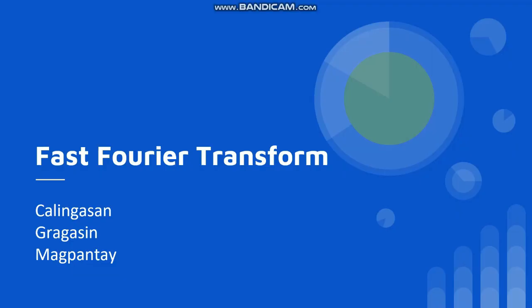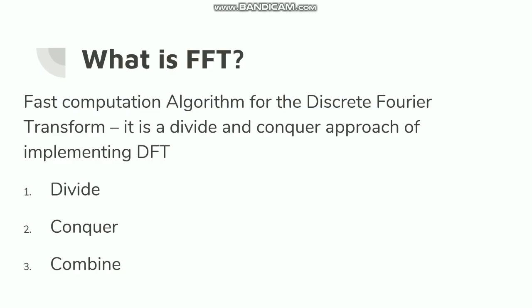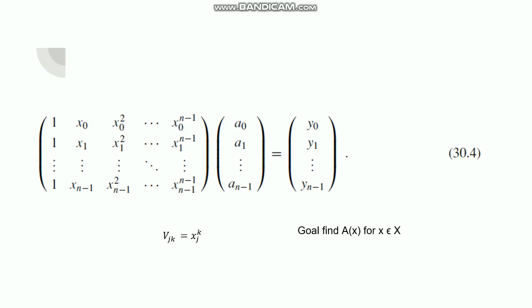So I will try to explain how the fast Fourier transform works, or give an idea of how it works. The fast Fourier transform is a fast computational algorithm for the discrete Fourier transform. It is a divide and conquer approach for implementing DFT. I will be discussing the divide, the conquer, and the combine parts of the divide and conquer approach for DFT.